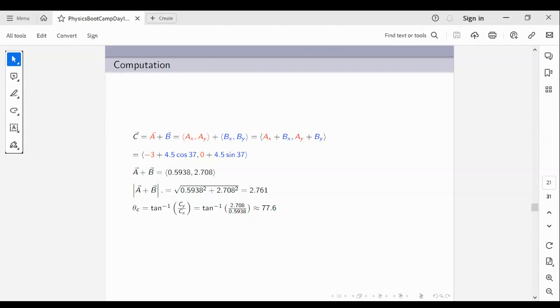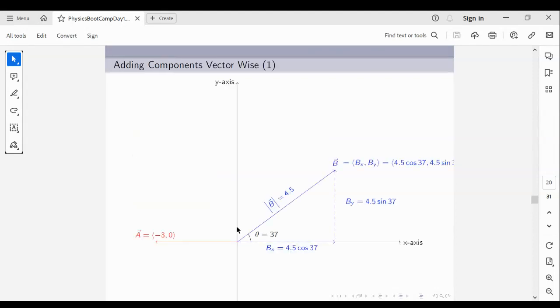Yes. Okay. -3 and 0. Its X component is -3, and its Y component is 0. Can I see it? Yes, it is shared. Vector A. Oh, I apologize. I forgot to mention vector A.